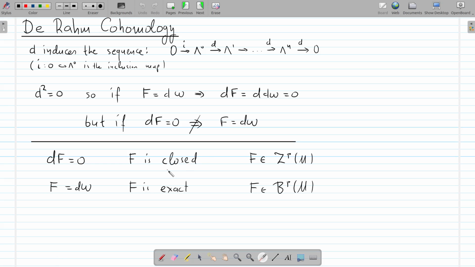So we give the following definitions. If we have a p-form whose derivative is 0, we say that this form is closed, and we call the space of such forms Z^p. And if a p-form can be written as the derivative of a p-1 form, then we say that f is exact, and we call the space of exact p-forms B^p.